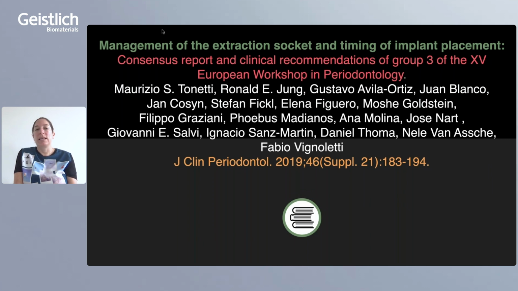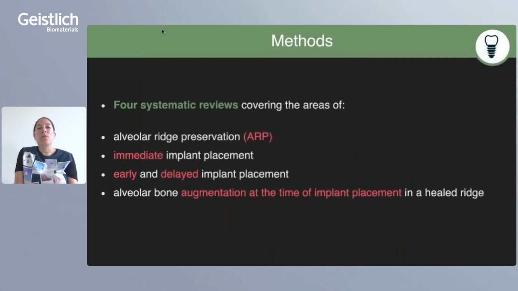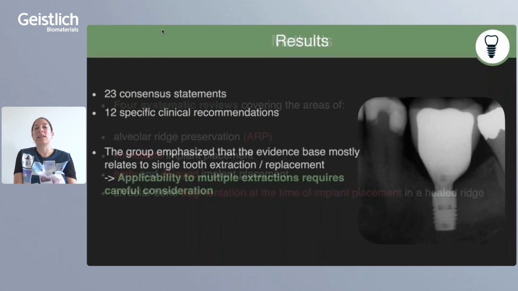So let's look at another systematic review on the management in general of the extraction socket and the timing of the implant placement. 4 systematic reviews have been performed in order to write this article. One on alveolar ridge preservation that we have already looked at, and one on immediate implant placement. Then the one we just looked at, the early and delayed implant placement, and then alveolar bone augmentation at the time of implant placement in healed ridges.